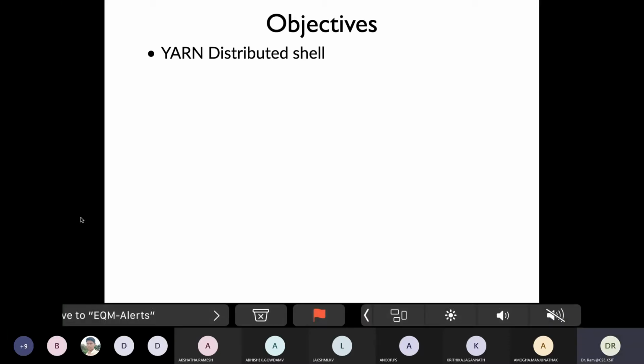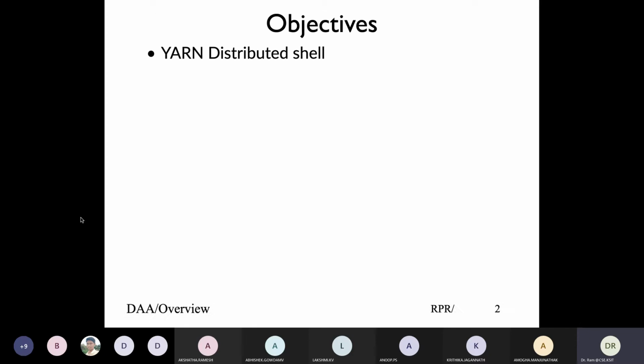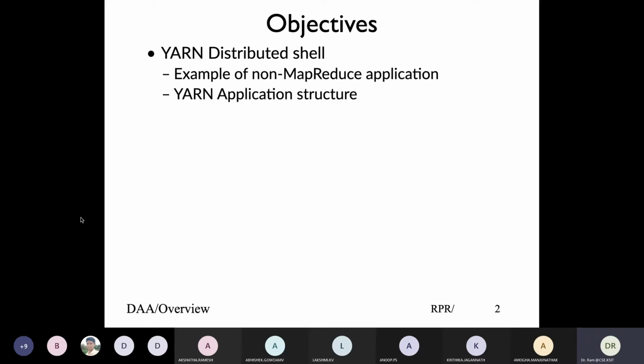So first we will basically look at how the distributed shell works, and then we will look at the actual YARN application architecture framework, the way it works. And then we look at the other frameworks, other than MapReduce or distributed shell, that could use the YARN framework to run their different jobs.